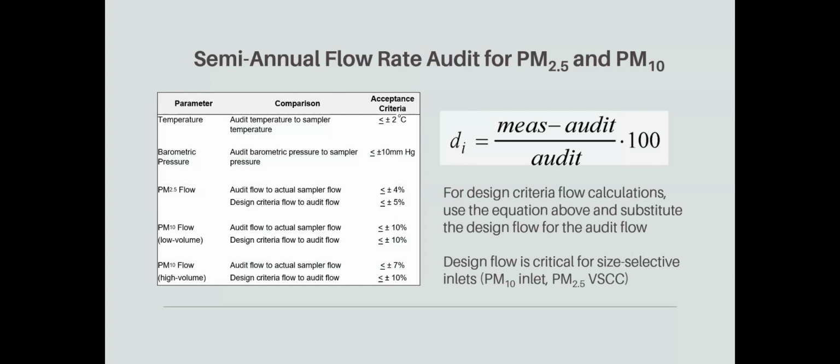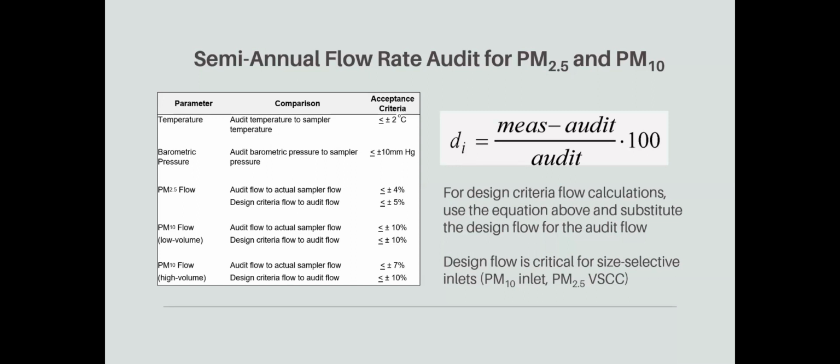So here are the requirements for conducting the audit. The temperature of the sampler that it measures must be plus or minus 2 degrees Celsius, barometric pressure plus or minus 10 millimeters of mercury. And then depending on whether you're talking about PM 2.5, PM 10, or PM 10 high volume, there's a specification listed. And you'll notice there's an audit flow and a design flow calculation. For design flow calculations, you'll use the same equation, but you'll substitute the design flow for the audit flow.